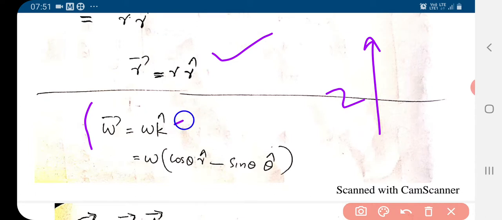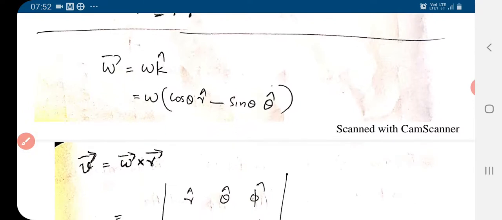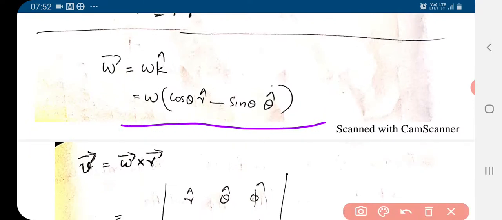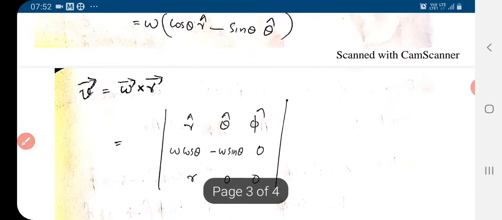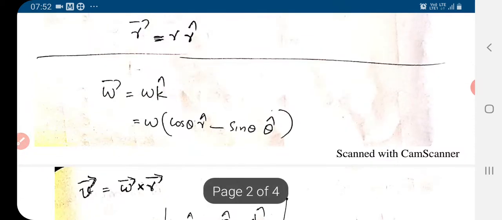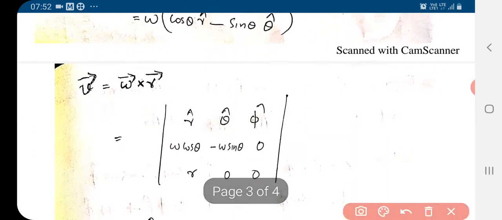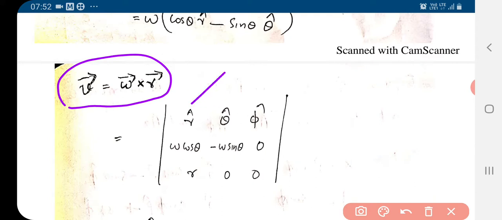So one can write omega as omega k, because k is the unit vector along the z axis. For k we are substituting this. So omega is equal to omega (cos theta r minus sin theta theta), and v equals omega cross r. We are finding v; omega we know, r we know, so v is omega cross r. We are determining this. As we do, we put r, theta, phi here, the components of omega: omega cos theta, minus omega sin theta. Components of r are r, 0, 0.